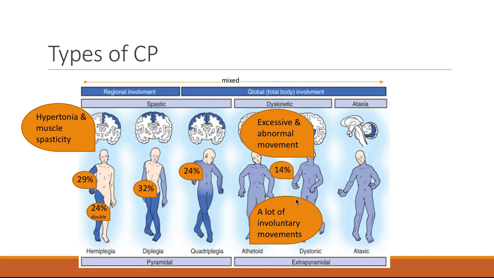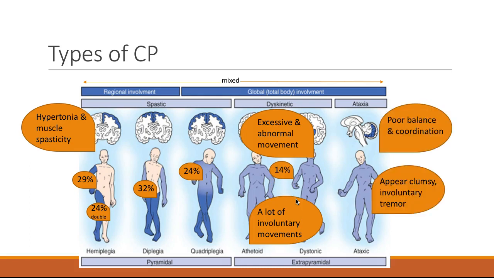And the last type of CP is ataxic CP, which impacts the cerebellum. This type of CP is characterized by poor balance and coordination. These children exhibit shifts in muscle tone, often throughout all 4 of their extremities. They are often more successful with voluntary movement, but can appear clumsy.